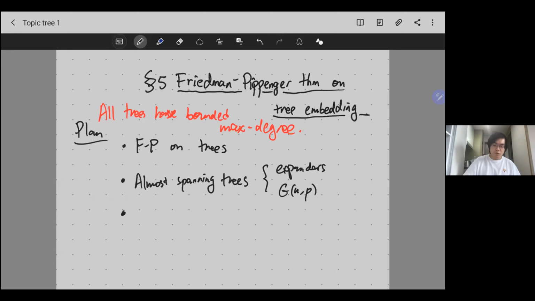Then at the end, we will look at spanning bounded degree trees, and present a proof of the threshold. We will present a weaker proof because the full statement goes beyond this lecture. We will prove a threshold for spanning trees for a single tree up to some polylog factor. Okay, this is the plan. We'll go according to the size of the tree, from medium size to almost spanning to spanning.